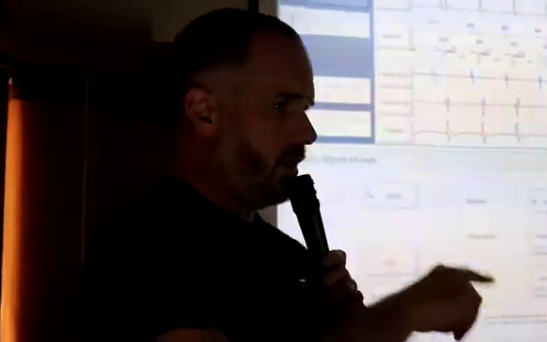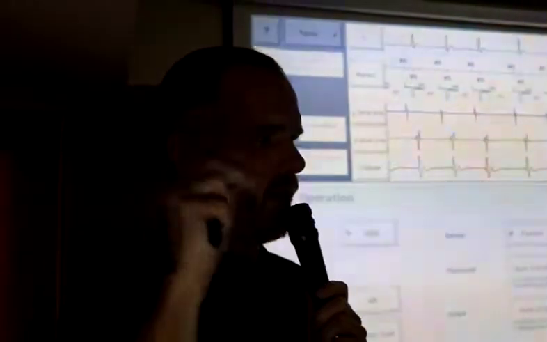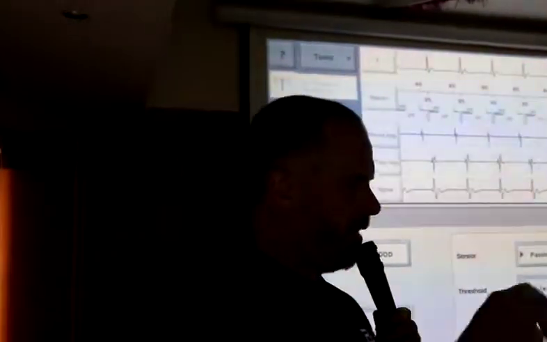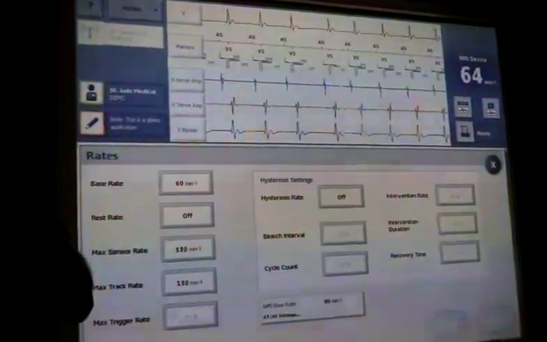Noise aversion mode says if I detect very fast, very non-physiological signals, I'm going to pace asynchronously during that noise, okay? So in patients who have AV block and stuff, this is a good idea to leave at the nominal, which is DOO, okay? So that's step one. Step two, the rates.